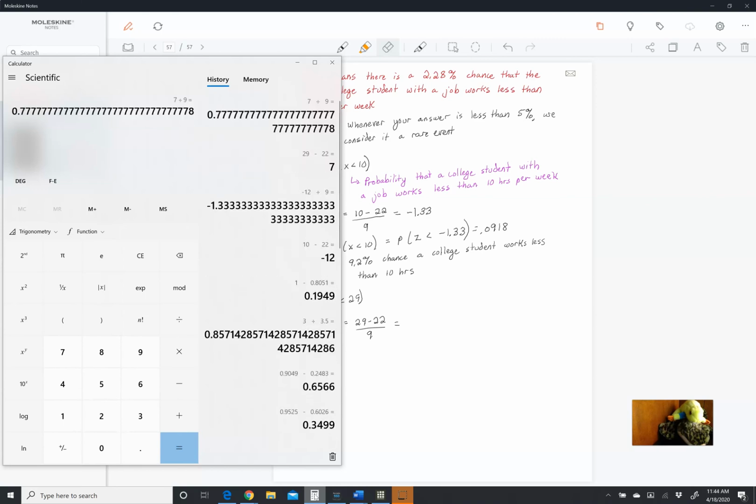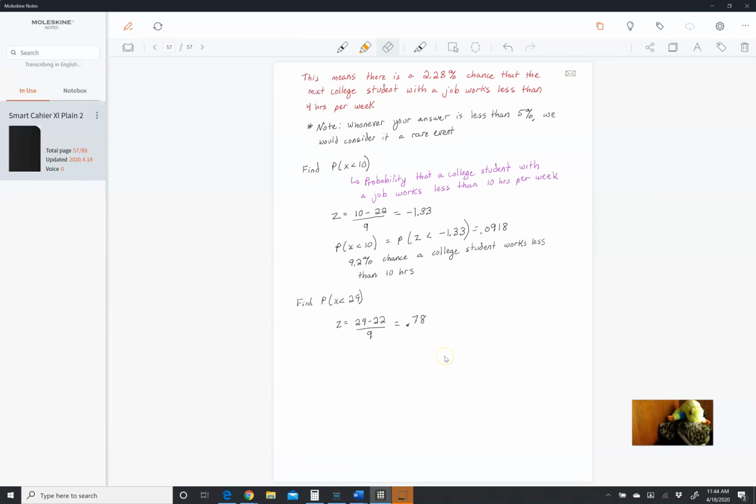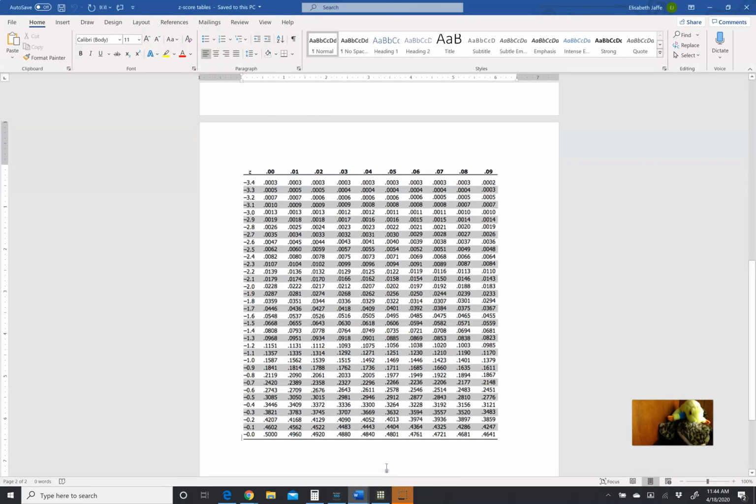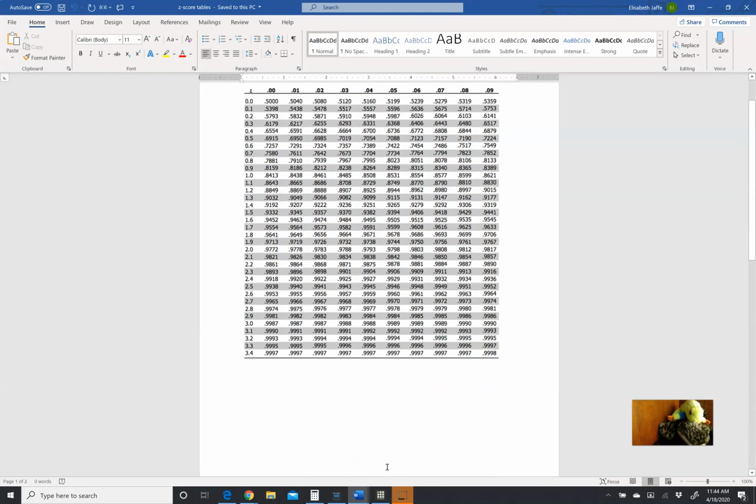And notice this is telling us that we are above the mean. So rounding to the nearest hundredth, this is 0.78. And we say, okay, well, the probability that it's less than 29 hours is the same thing as the probability that your z-score is less than 0.78. These are equivalent. So we go to our z-score table. We go to the positives this time because we're above the mean. And this is saying that the area under the curve, when you're 0.78 standard deviations above the mean, is 0.7823.